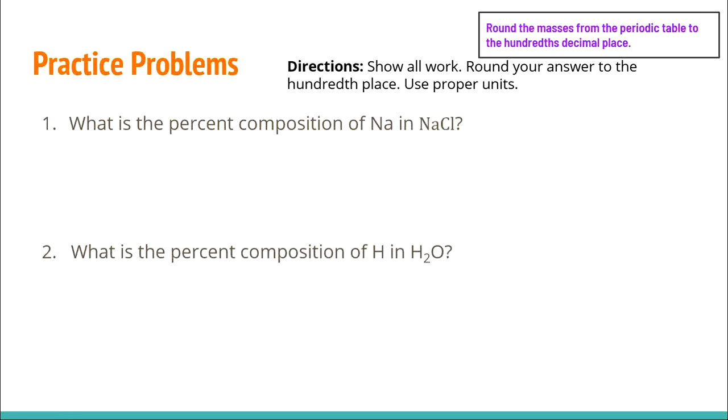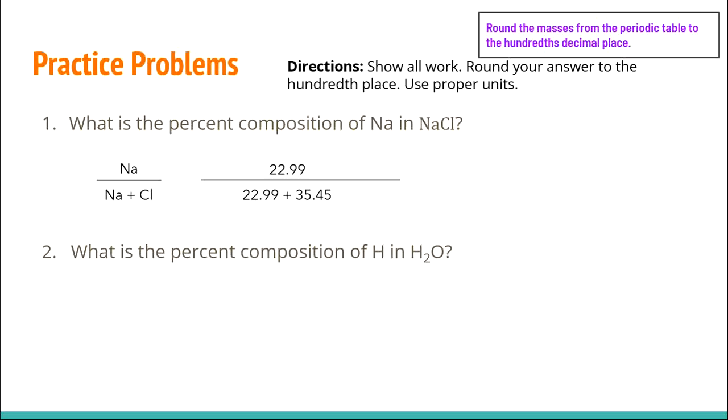So let's take a look at the first problem. What is the percent composition of sodium in sodium chloride? So in other words, we want to know how much sodium makes up sodium chloride. To set up the problem, we are finding the mass of sodium and putting it on top. And then we're finding the mass of the entire compound, so sodium plus chlorine, and putting that on the bottom. So the mass of sodium is 22.99, and we're going to find the individual masses. And we have 22.99 plus 35.45, because that's the mass of sodium and that's the mass of chlorine.